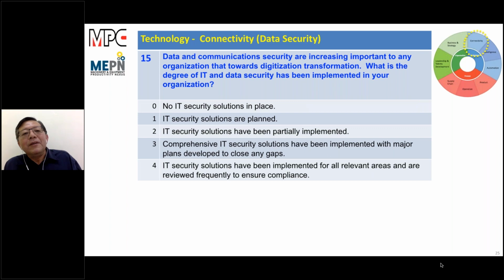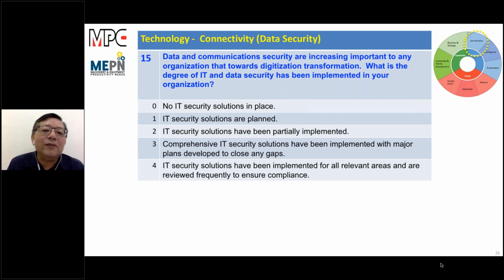Data security. Number one is the IT security solution is planned but never implemented. So you just plan only, no action yet. Number two is the IT security solution has been partially implemented. Most partial implementation is at the MES level or at the level of the enterprise where they have the firewall. But where your manufacturing process is linked to your customer side, that is where there are a lot of challenges in building IT security.